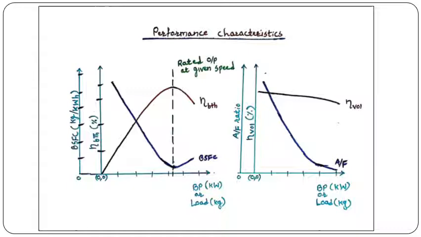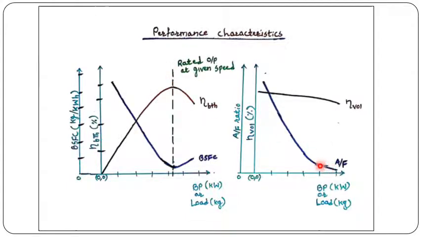So the first parameter was brake thermal efficiency. You can see that at zero load the brake thermal efficiency is 0, and as the load increases, the brake thermal efficiency will increase, and it reaches the peak point and again it drops. Similarly, the specific fuel consumption at 0 load is infinity, and it reduces, and it is minimum at rated output, and then again it increases.